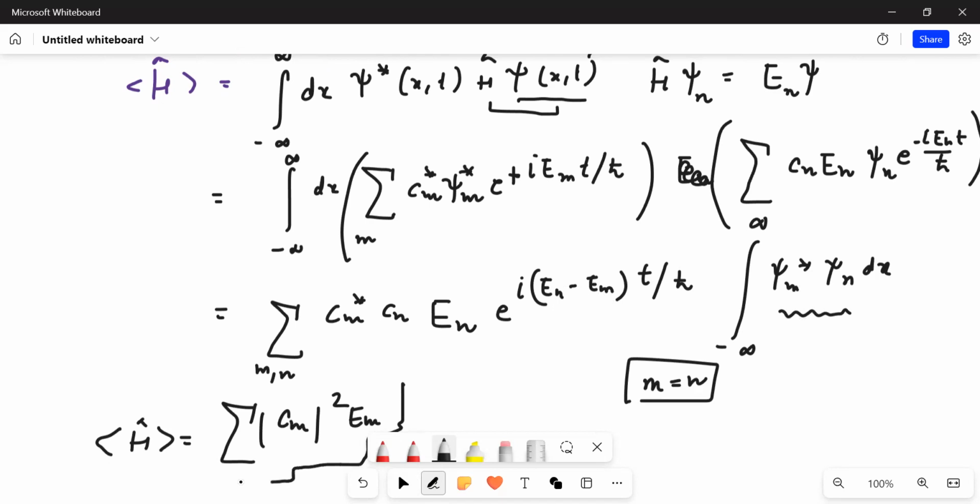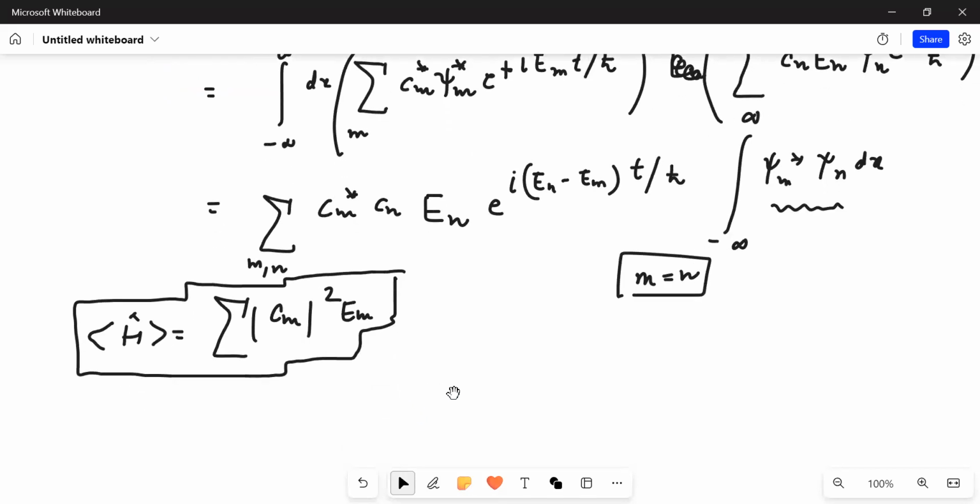So the expectation value of h cap is equal to summation cm square times En. This is a quantum mechanical version of energy conservation, or you can say that this is the expected value of energy, that is the weighted sum of possible energies with the weights being the norm square of the expansion coefficients. So basically the expansion coefficients are norm squared and multiplied by the energy. Okay, so this is an important result that you should remember.